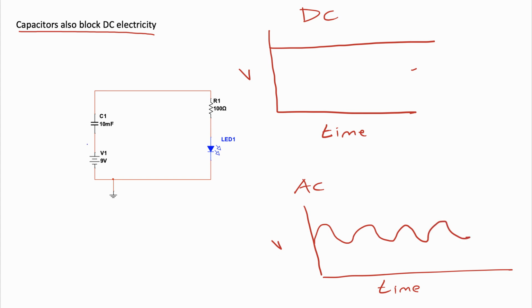And so DC voltage will not flow through a capacitor. And so if I was to hook this all up, 9-volt battery with a capacitor plus a resistor, the LED would not light. Actually, it wouldn't light at all, because only AC current can flow through a capacitor, not DC.